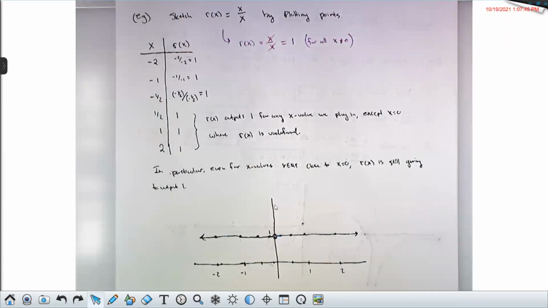So there isn't some kind of asymptote or weird, like going to infinity behavior. No matter how close you get to 0, this function still looks like 1. It's just right there at 0 where it's undefined. And that means there must be a hole. Can't have any sort of weird asymptote behavior, because then, when you plug in numbers close to 0, you'd be getting big numbers out, right? You'd have an arrow going up or an arrow going down.